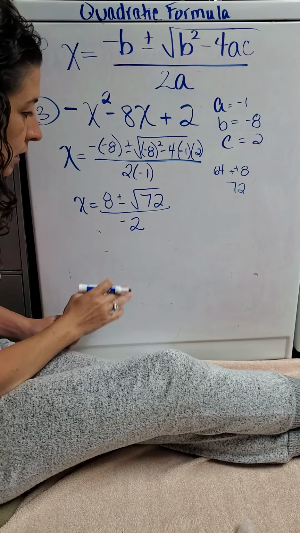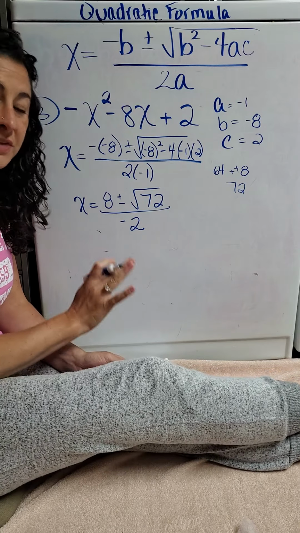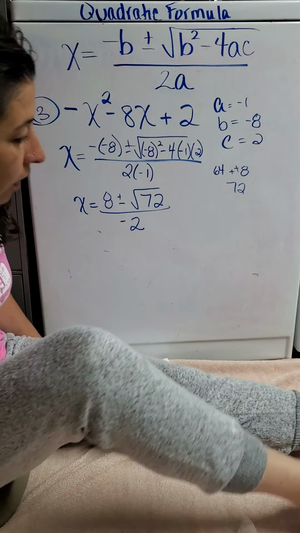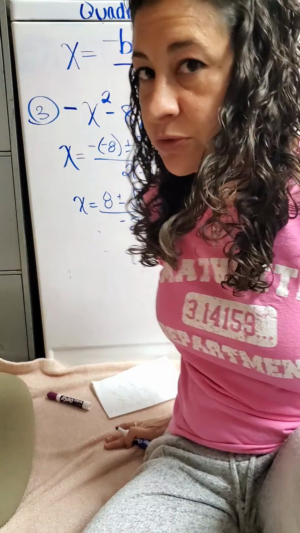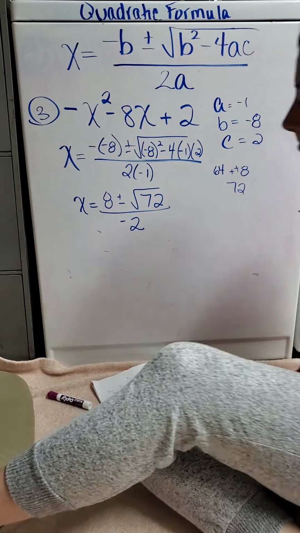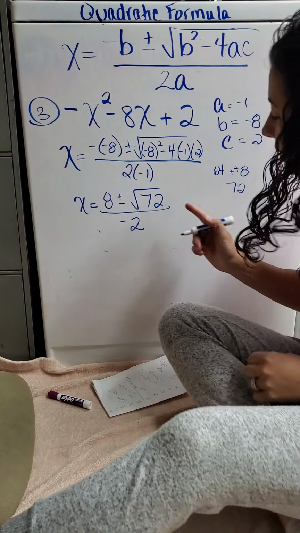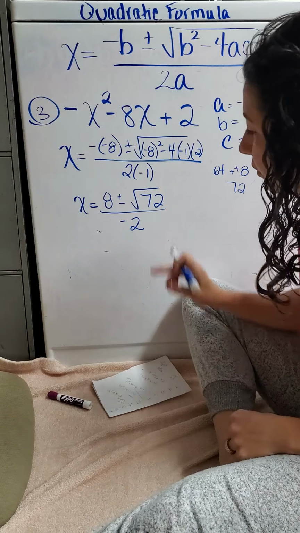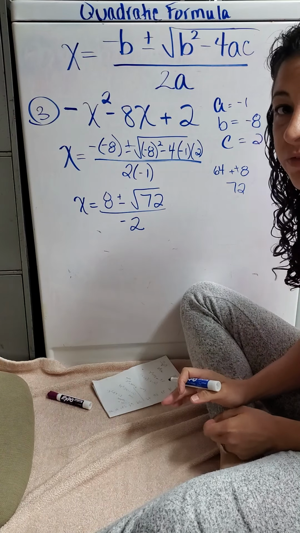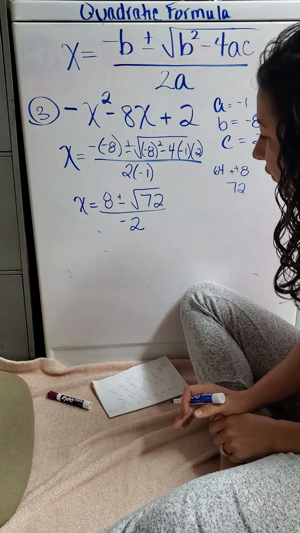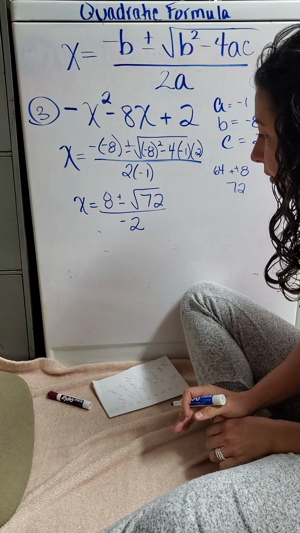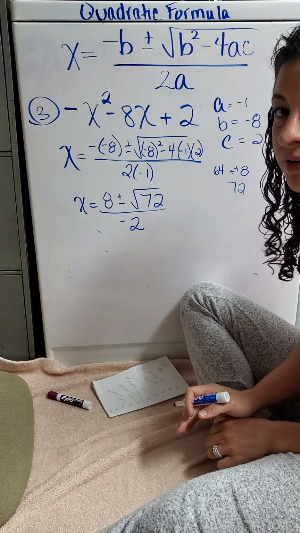Now, 72 is not a perfect square. Before, we had 9, which was a perfect square, so we just take it out. That's not the case here. 72 is not a perfect square. I don't know how to find the square root of 72. But if I think back to the very beginning of algebra, this is the reason why we learned that.